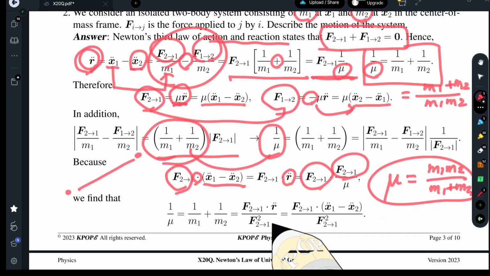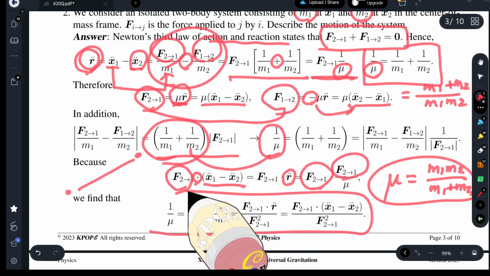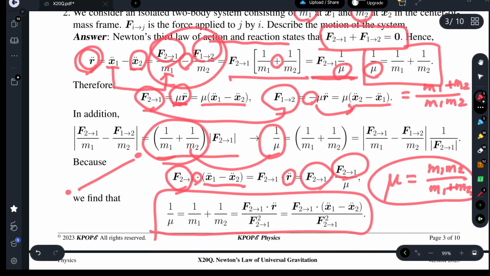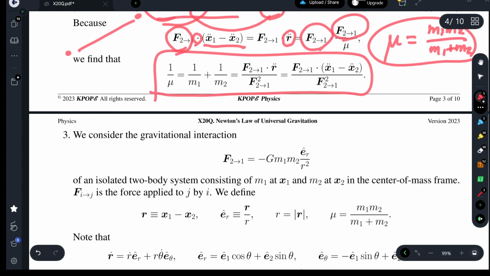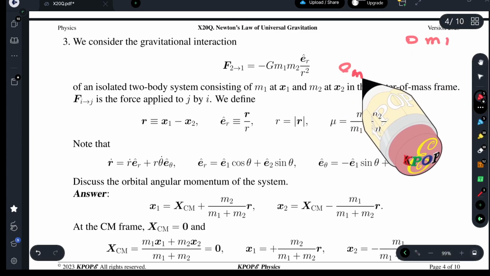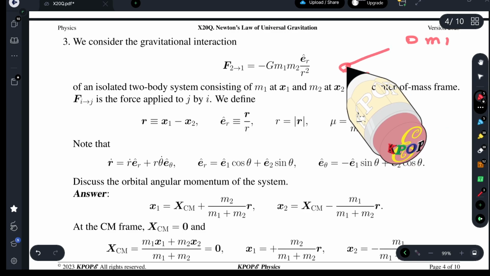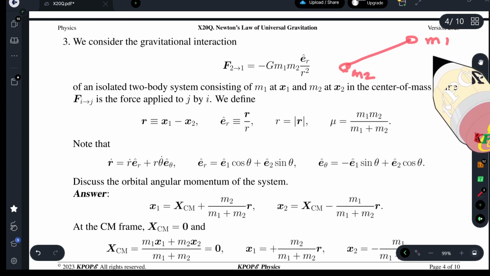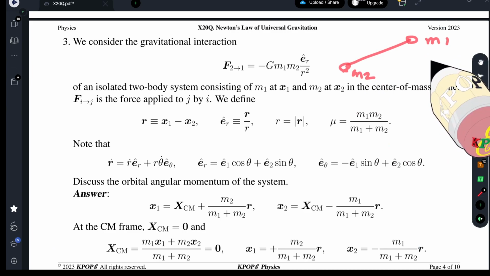This relation reproduces the definition of the reduced mass. We apply this to describe the motion of the two particles under the gravitational force. We have particle m1 and particle m2, and they interact with each other under the universal gravitational force.